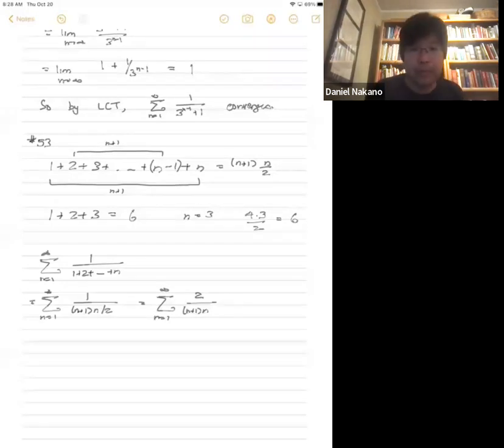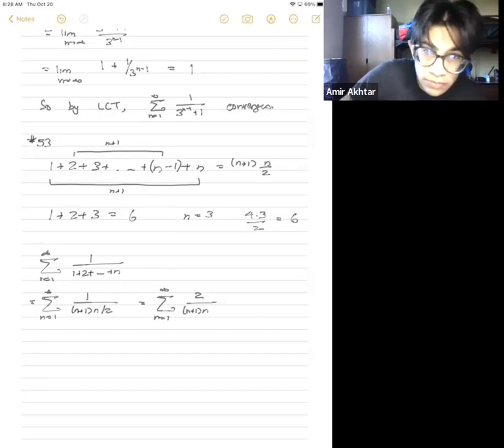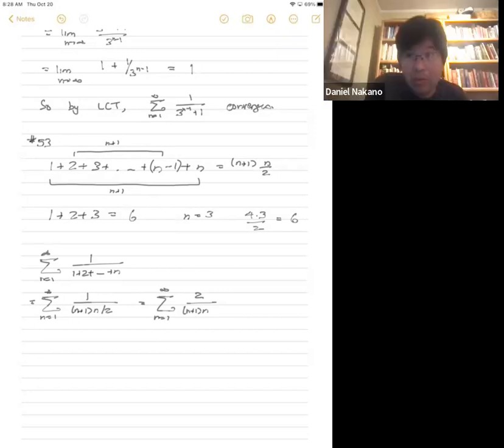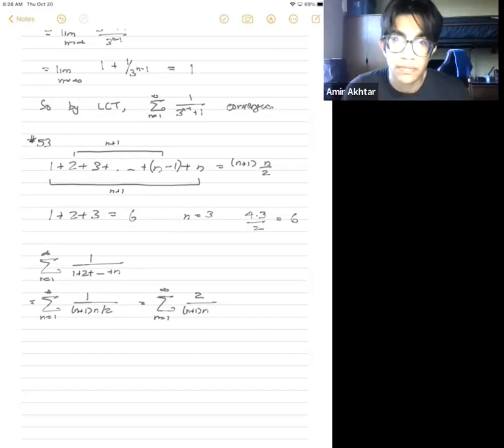Now you can see that the leading term is n squared, right? And then you can use the p-test, limit comparison test, or comparison test to actually show this thing converges. So I'll let you finish the problem.